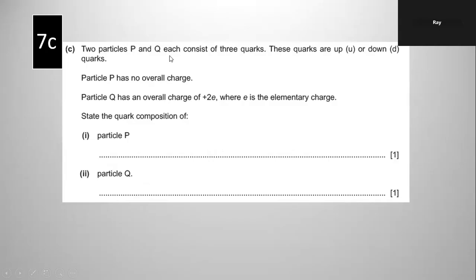Two particles P and Q each consist of 3 quarks. These quarks are up or down quarks. Particle P has no overall charge. Particle Q has an overall charge of 2e, where e is the elementary charge. State the quark composition of P and Q.